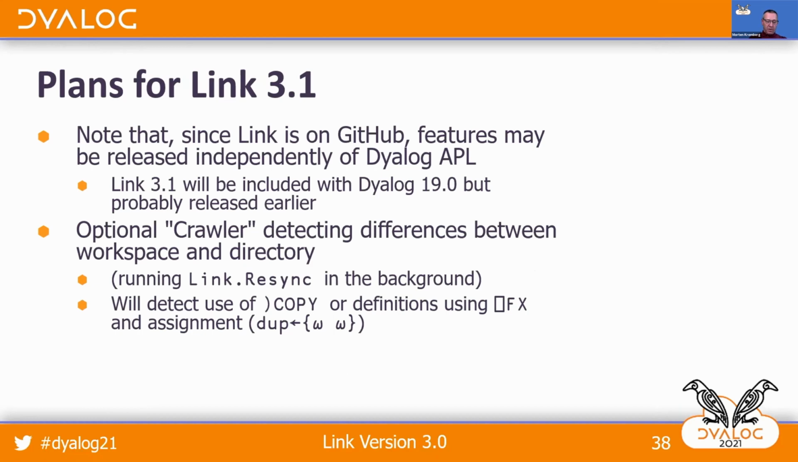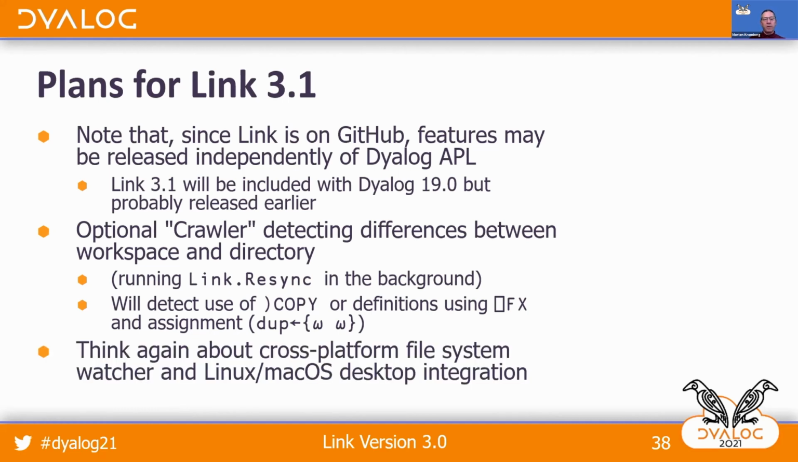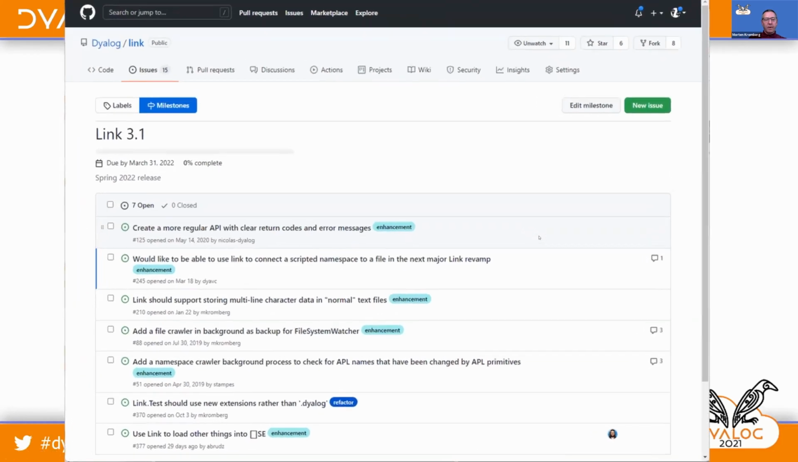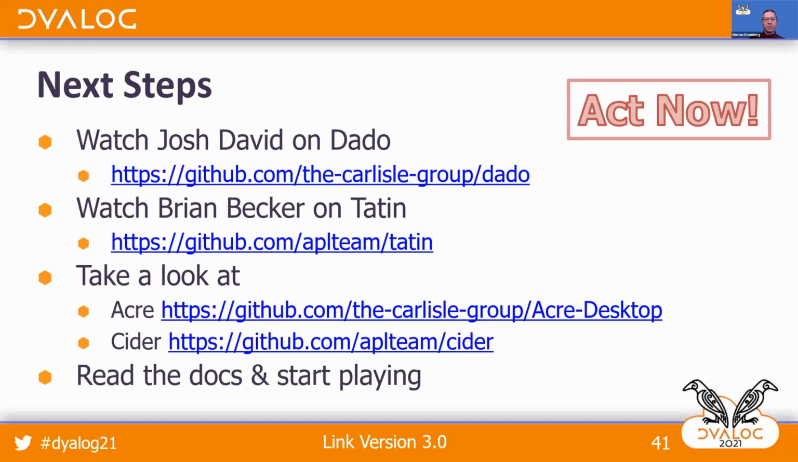Most important, I think, I hope we'll be able to finish the crawler. It should have been in 3.0. It's a thing that will wake up every now and again and do a resync and tell you if things have somehow got out of sync from where they were. And maybe after Stefan's presentation yesterday, we'll have to think again about a file system watcher that doesn't require .NET. But certainly to get to where we are now, the use of .NET to give us a leg up was really valuable. Again, the milestone is actually already there, so you can go and take a look at what's already on the list for 3.1.